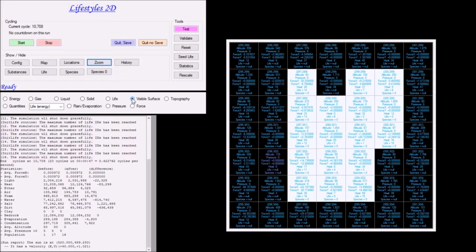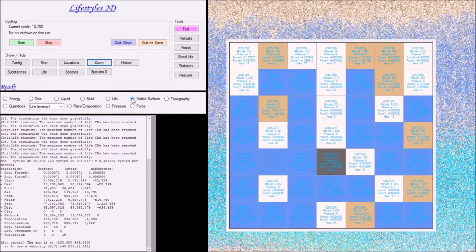Now, have these lives made any difference to the environment? Well, there's a bit of water here. Kind of hard to tell, really. Nothing appears on the visible surface map. Energy, no real change, no gases, the liquids. I can't see anything that looks different. Of course, the differences may be so subtle that they're just not showing up very well on these displays.